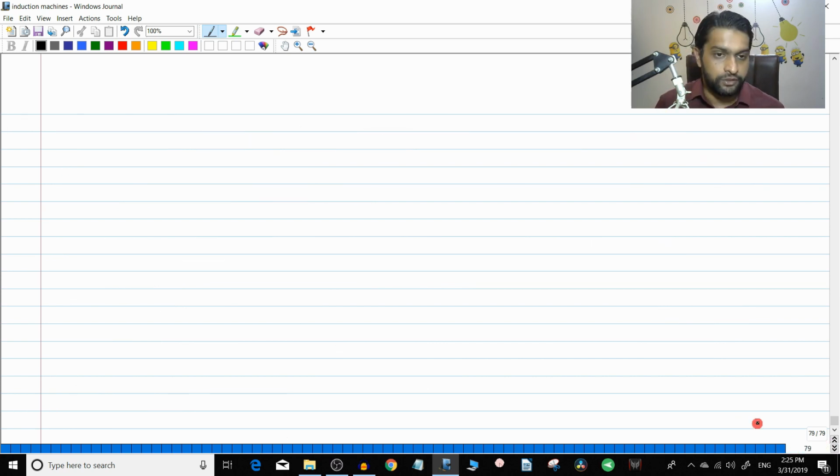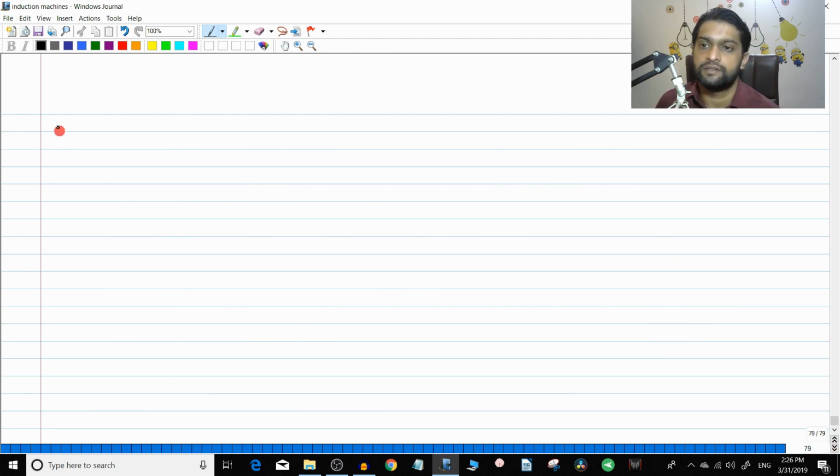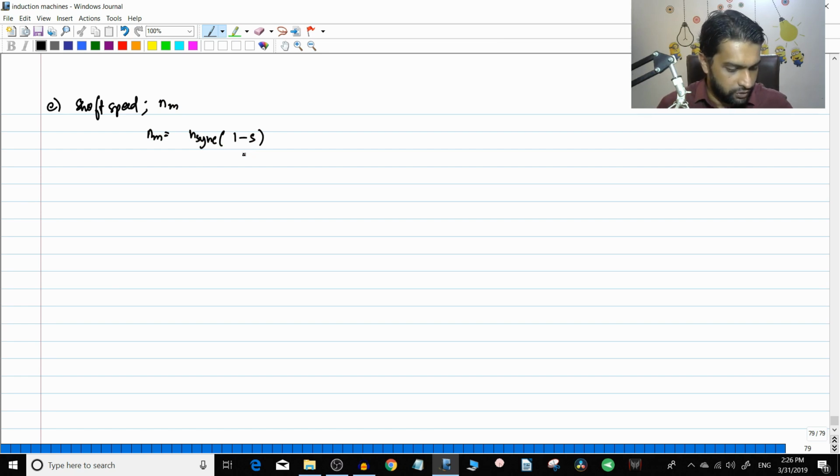The next value is to find the shaft speed of the induction motor. Shaft speed is nothing but the Nm value. You know that Nm is equal to N sync into 1 minus S. So you have to first find the value of N sync, that is equal to 1000 RPM, into 1 minus S.